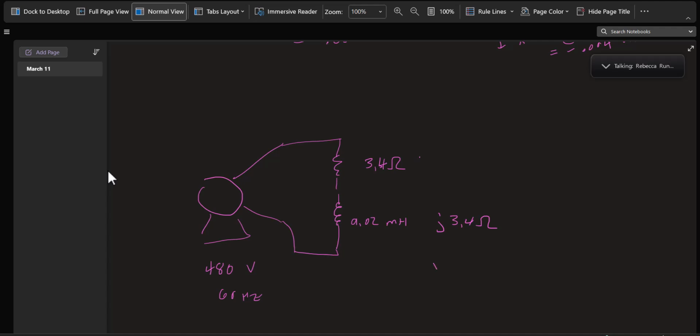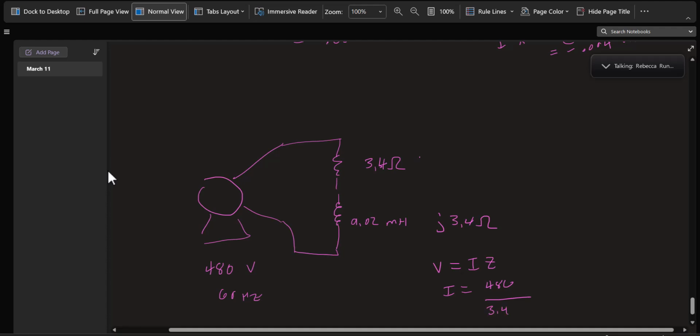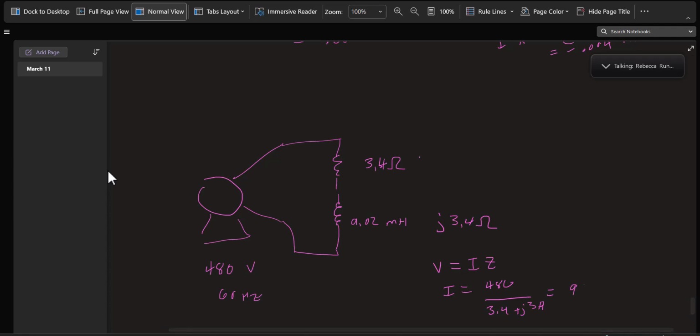So our current, V equals IZ, our current is going to be 480 over 3.4 plus J 3.4, which is 99.82 angle negative 45 degrees.